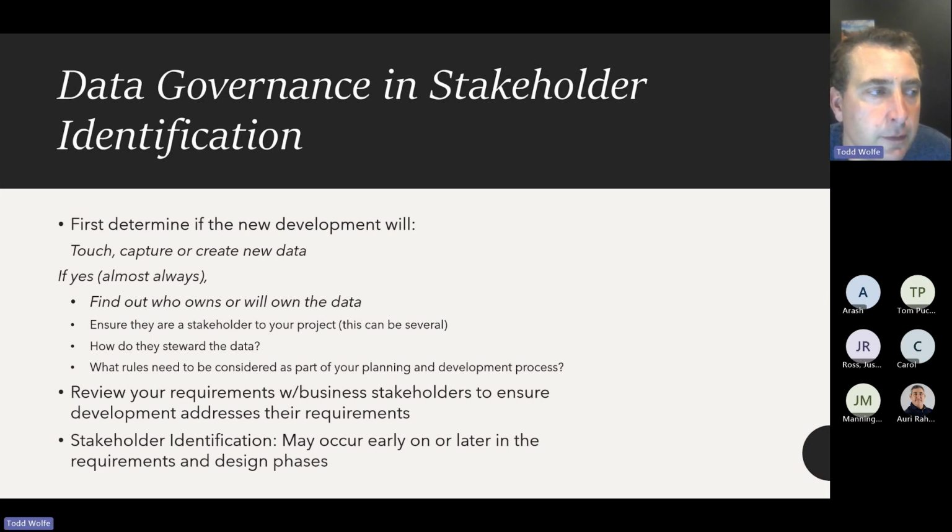And once we've considered the data elements and aspects, we can then go down deeper into finding out who owns or will own that data. And we want to make sure they're stakeholders to our project. Okay, this can be several different areas at times. If you're working on a very large system replacement that might cross over several departments, you have several new stakeholders that you didn't even think about in the beginning if you're not considering how data impacts them.